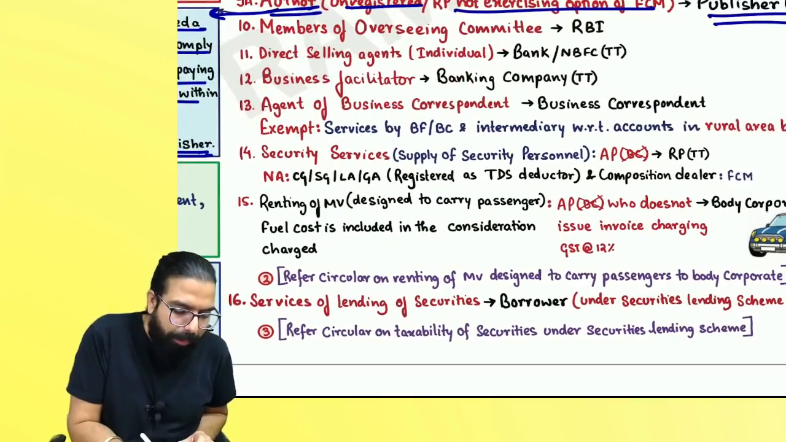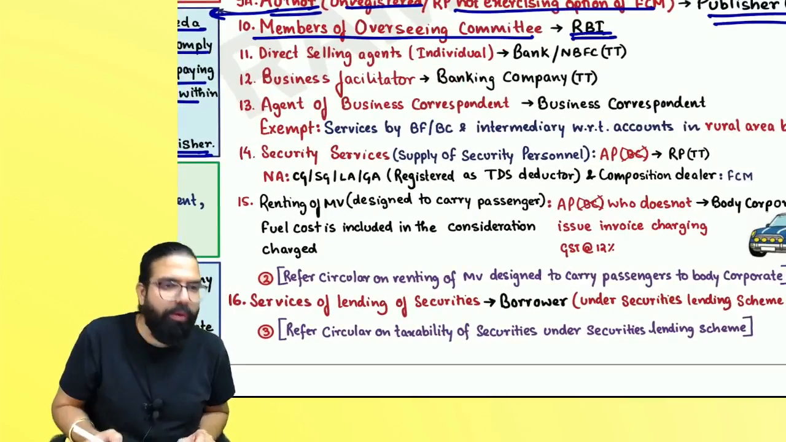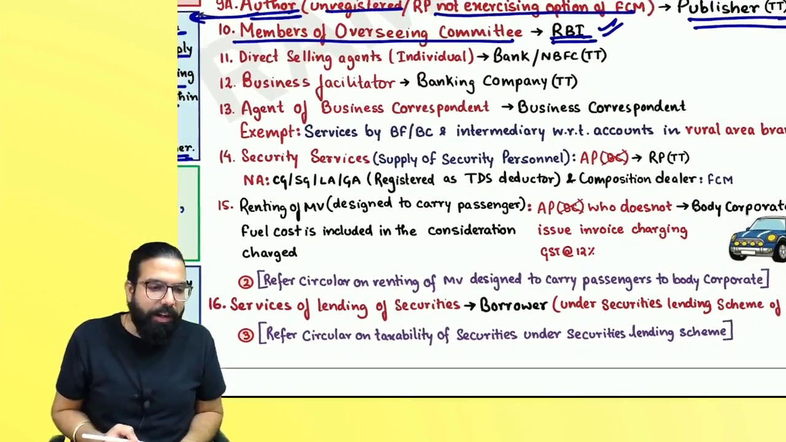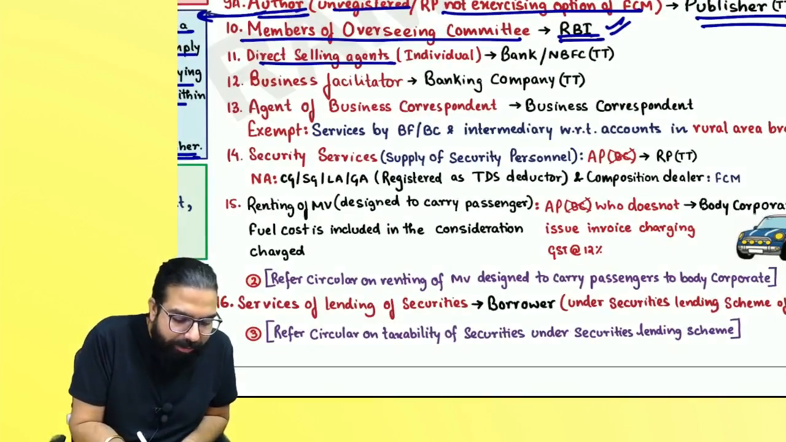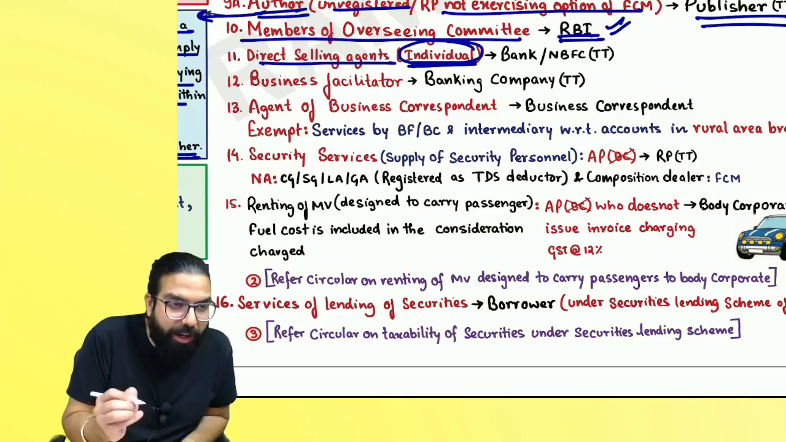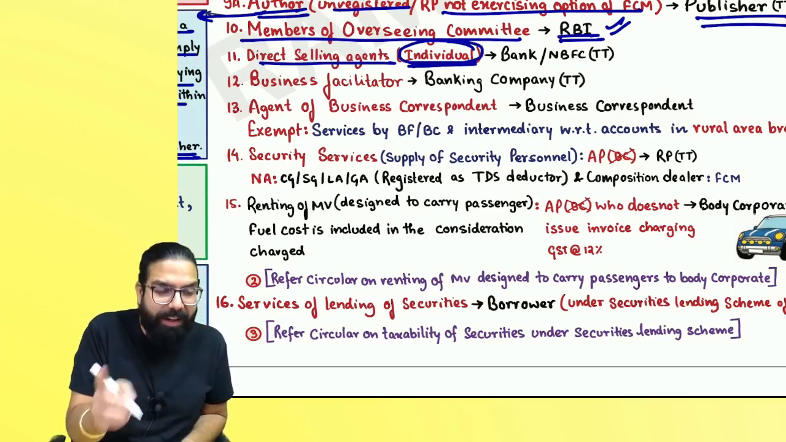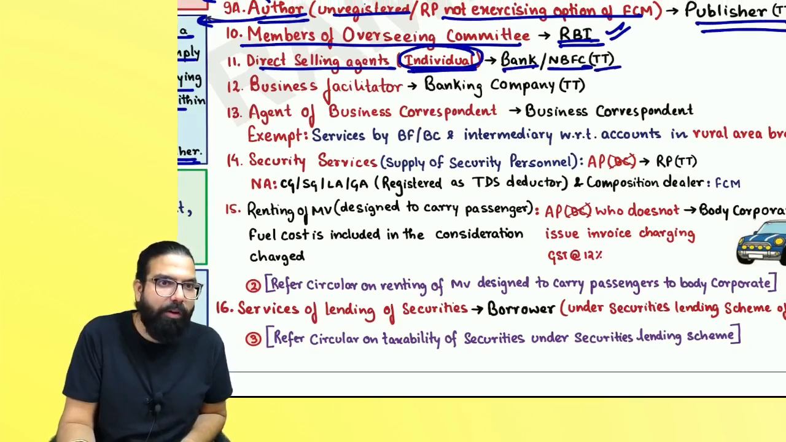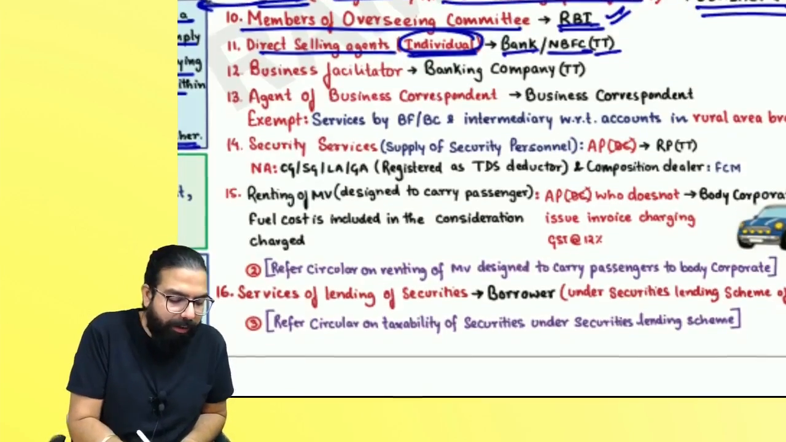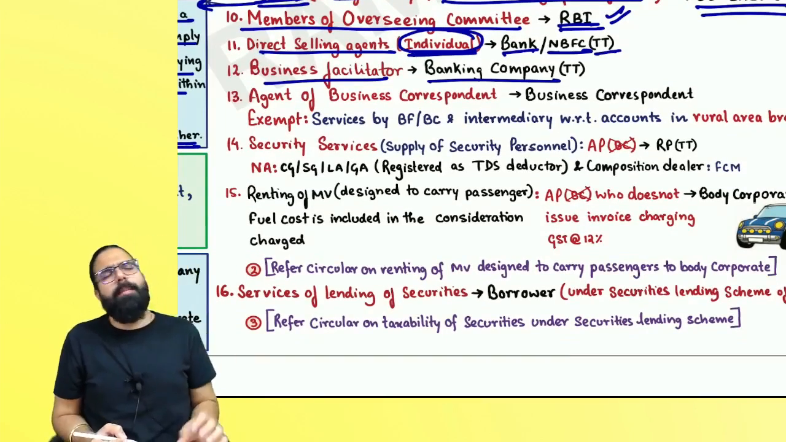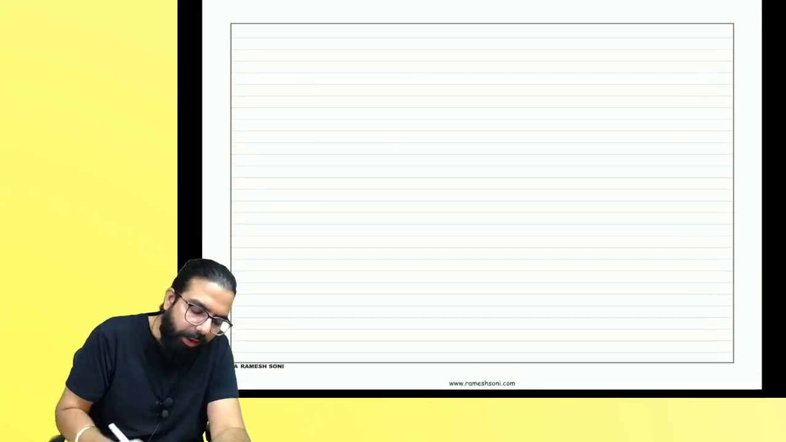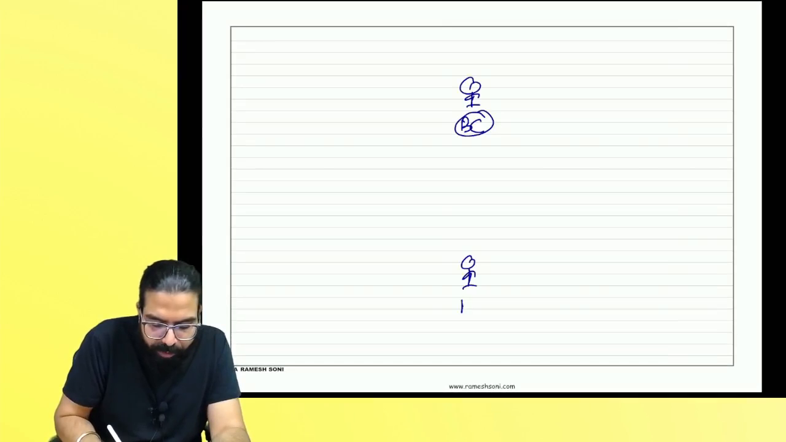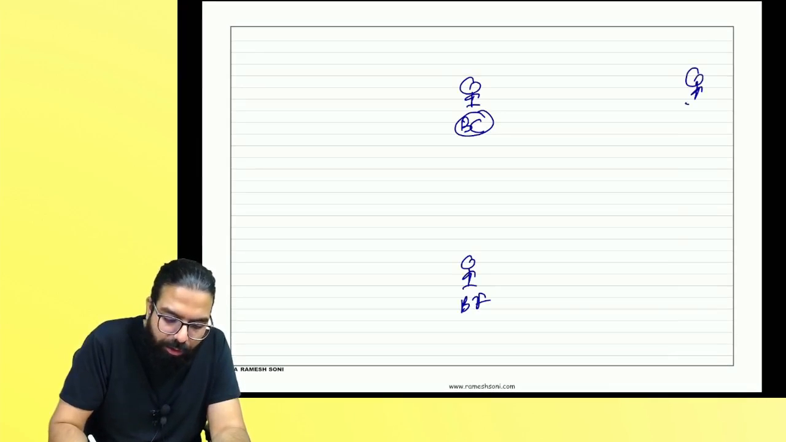The next one, members of an overseeing committee giving services to the RBI. Always remember, RBI will pay the GST under RCM. Sir, a direct selling agent who is an individual giving services to a bank or NBFC: the bank or NBFC will pay the GST under RCM. Business facilitator giving services to the bank. Remember one thing, everyone, one is a business correspondent and one is a business facilitator. Remember, they will also have an agent.